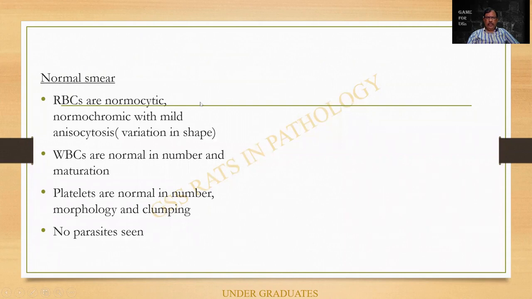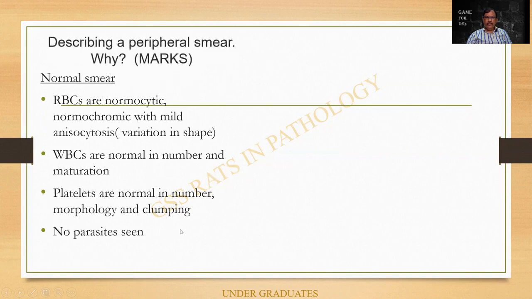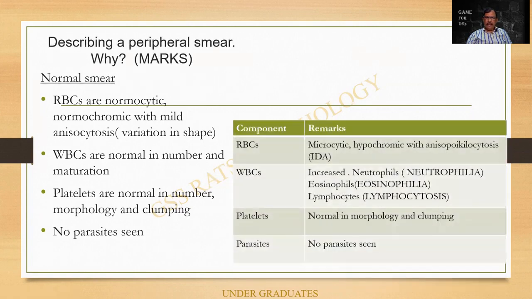In a normal smear, you people are supposed to not only do a differential count after staining, you are supposed to describe a smear because it carries 10 to 15 marks. So the RBCs, just write it as normocytic, normochromic, very mild anisocytosis, variation in shape. WBCs, usually we give it normal, but if you find increase in neutrophils, mention it as neutrophilia. Platelets are normal in number, morphology, and clumping. No parasites seen. This is the way we should describe a normal smear because it carries marks.